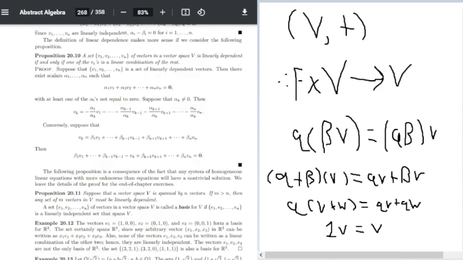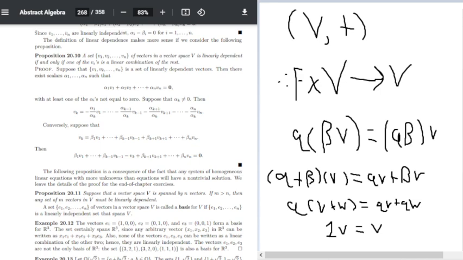Proposition 20.10. A set v1, v2, all the way to vn of vectors in a vector space V is linearly dependent if and only if one of the vi's is a linear combination of the rest. So, proof. Also, before I say this, I'm going to note that this comes from the fact that we have a field that we're working over. You can already see the divisions. So if you're working with modules, which are basically the same axioms, but we replace field with just ring, this actually will not hold true. In fact, there are some differently ambiguously defined bases.